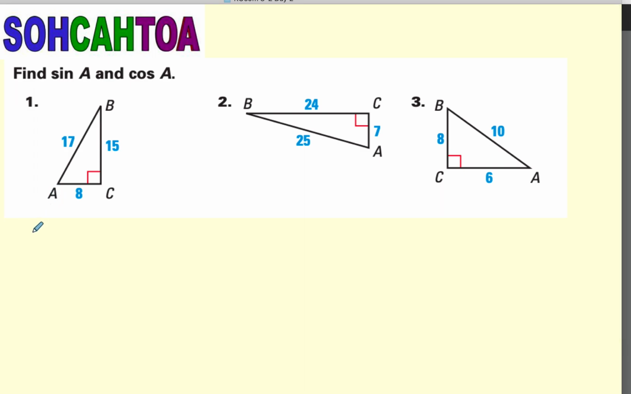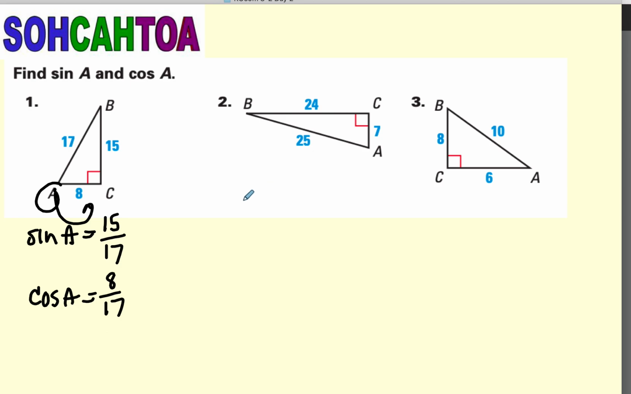Let's go ahead and practice this one. Sine of A. Here's A. Sine is opposite over hypotenuse. Here's A. The opposite is 15. The hypotenuse is 17. The cosine of A is the adjacent, and this is the adjacent leg, which is 8, and the hypotenuse is 17.